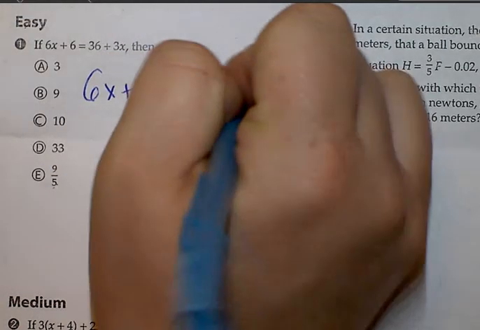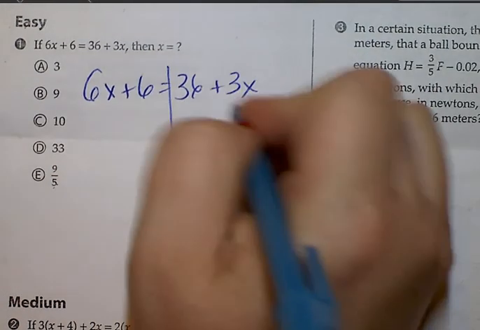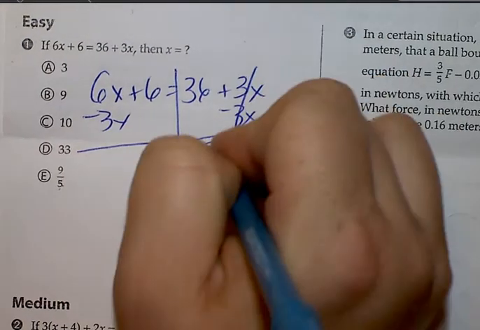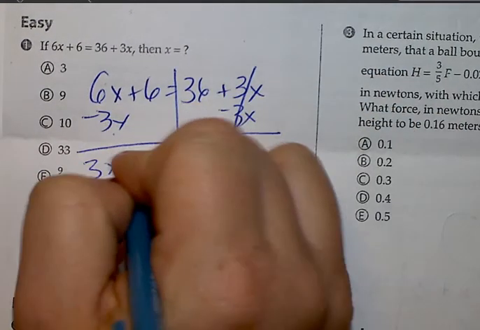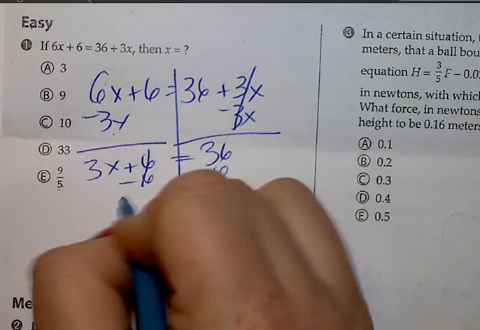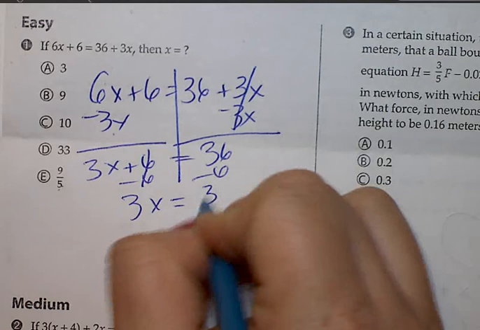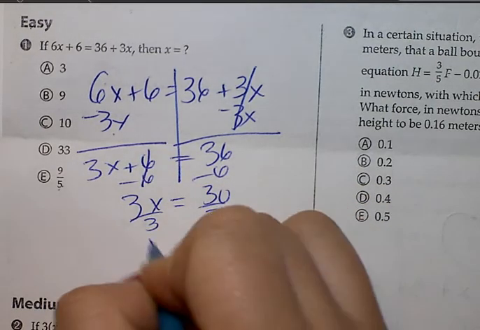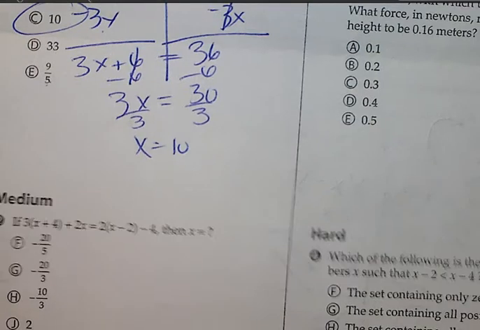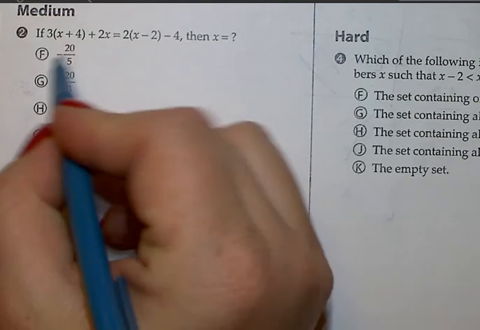So I'm going to subtract the 3x over to the opposite side. I'm left with 36 is equal to, combine like terms, 3x plus 6, additive inverse to get rid of the 6 on the left-hand side, and dividing by 3 gives you x equals 10. Problem is done. All right, same thing for here. I think for number 2, the easiest way is just going to solve algebraically.